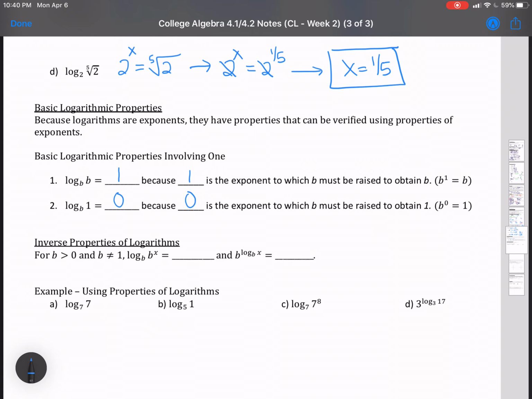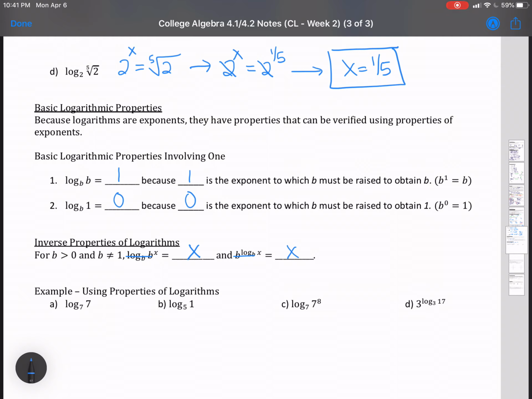Okay, then we have our inverse properties of logarithms. So for b greater than 0 and b not equaling 1, log base b of b to the x power equals x, and b to the log base b of x equals x. The easiest way for me to remember these is that these almost seem to cancel each other out, and you're just left with that variable.